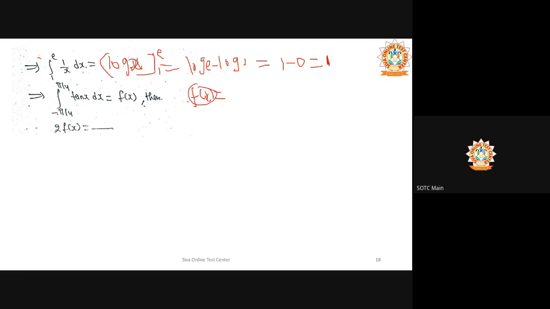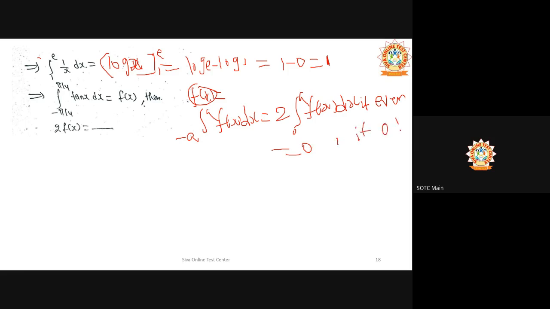Look, integration of minus a to a f of x dx is equal to what? That is 2 integral 0 to a f of x dx if f of x is even, it will become 0 if f of x is odd. So now tell me this f of x, whether this is an even function or odd function? Odd function. So your f of x will become 0. So then 2 into f of x also 0. 0 is your correct answer. Right?